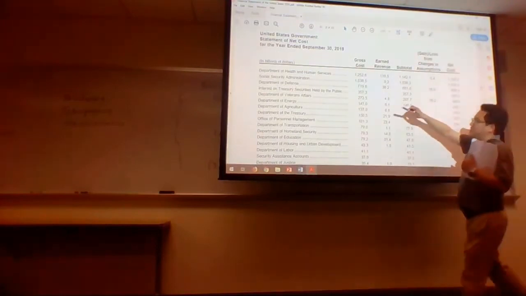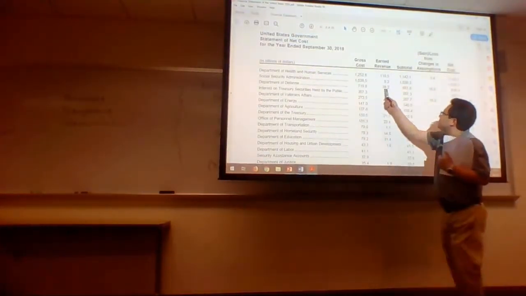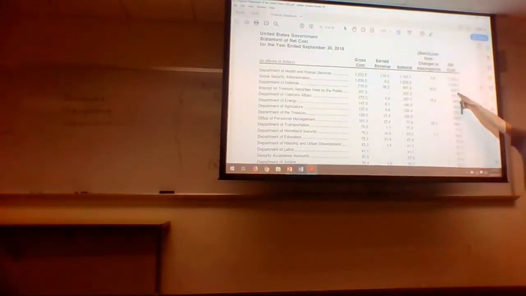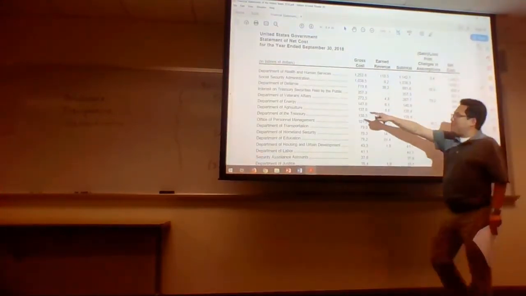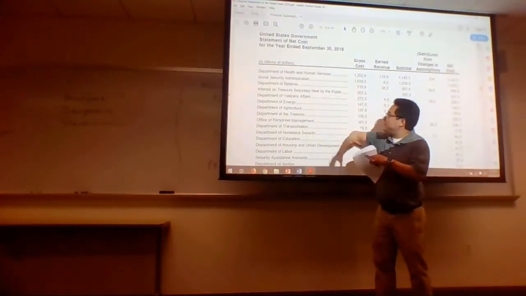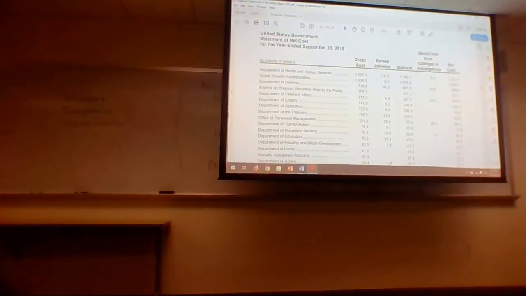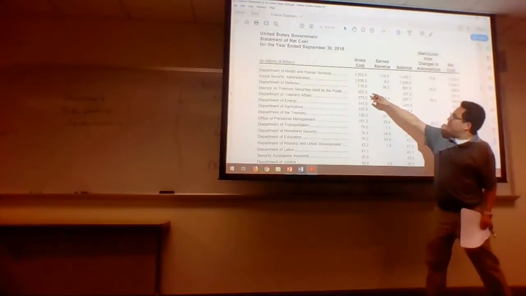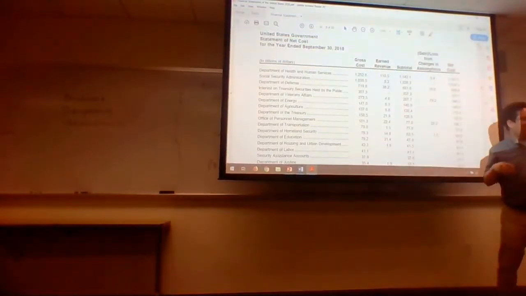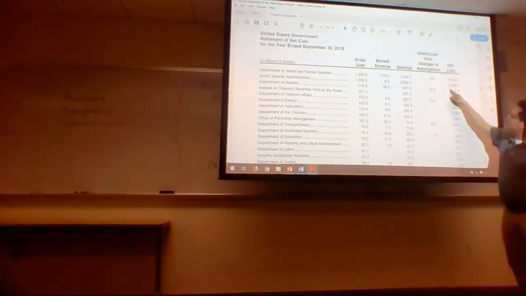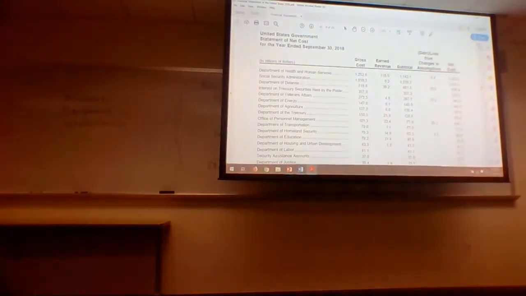What is the third largest expense for the federal government? Defense, right? About $700 billion. Actually, if you include Department of Defense and Department of Veteran Affairs, right? If you add these two up, you can argue that the defense spending for the U.S. government is about 25% of the total. Right? If you add up these two numbers. All this stuff is on Blackboard, so you can look at it later on. It's the defense and then Veteran Affairs.